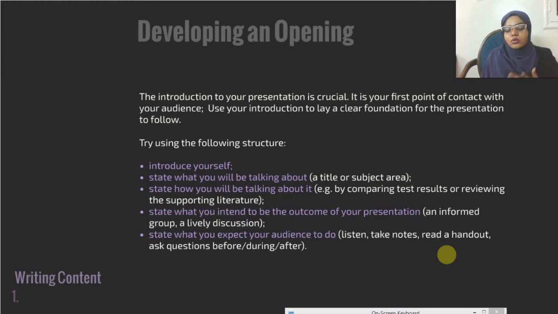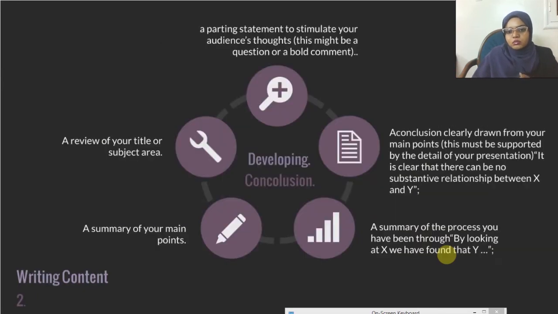Number five, state what you expect your audience to do during the presentation. You expect them to listen, to take notes, to read a handout, to ask questions. If there will be any activities that they will do, any games they will play during the session, you tell them to. Of course, you also tell information about how long the presentation will take.